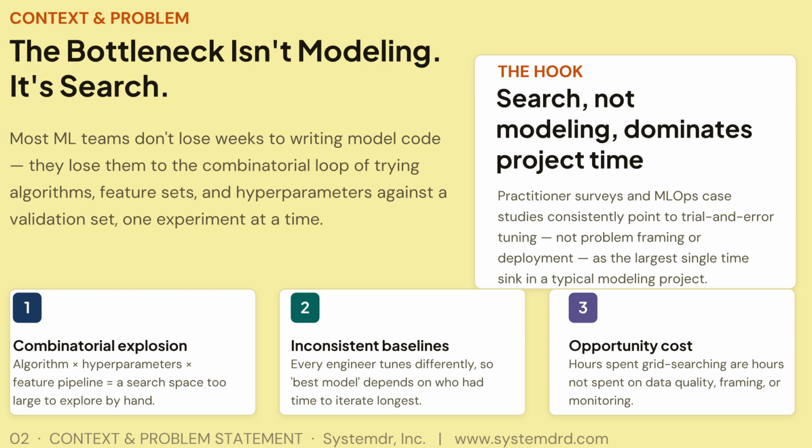3 things drive this. First, combinatorial explosion. Algorithm choice times hyperparameters times feature pipeline adds up to a search space too large to explore by hand. Second, inconsistent baselines. Every engineer tunes differently, so the best model often just reflects who had the most time to iterate, not the most sound approach. And third, opportunity cost. Every hour spent grid searching by hand is an hour not spent on data quality, problem framing, or monitoring, which are usually where the real wins are. AutoML exists to attack all 3 of these at once. Let's look at the mental model it uses to do that.